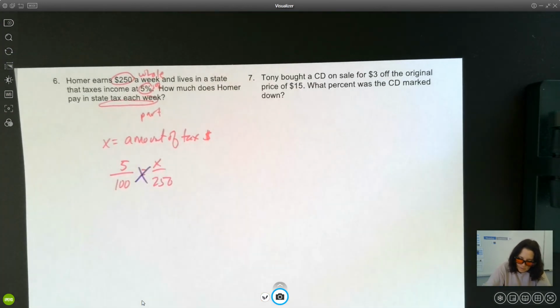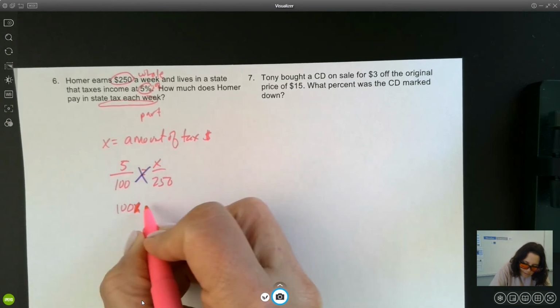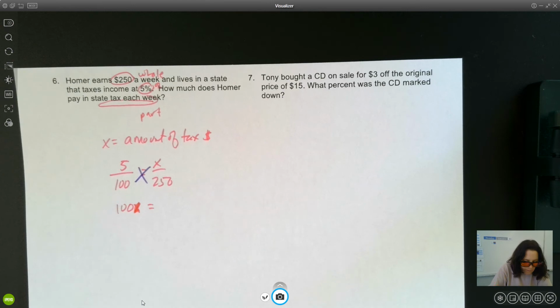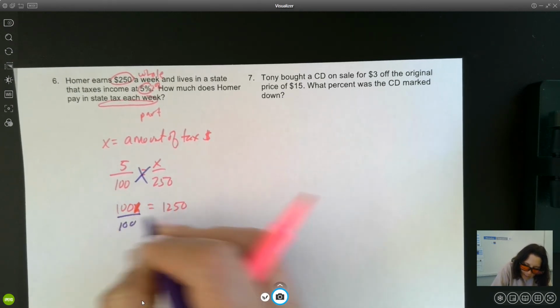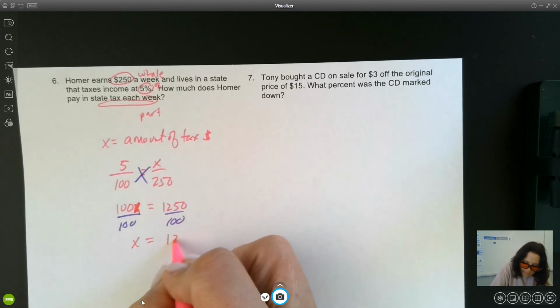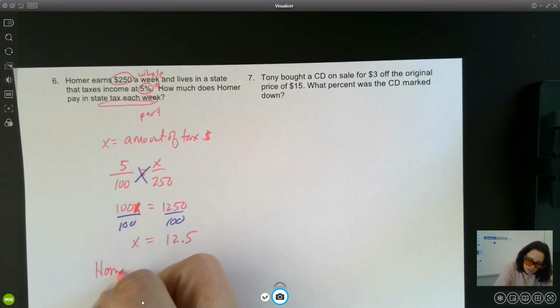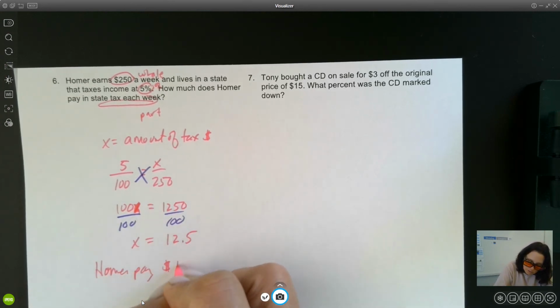100X, X equals 250 times 5, that comes out to be 1250. Divide by 100. Okay, so the answer is 12.5. So in money, Homer pays $12.50 in taxes per week.